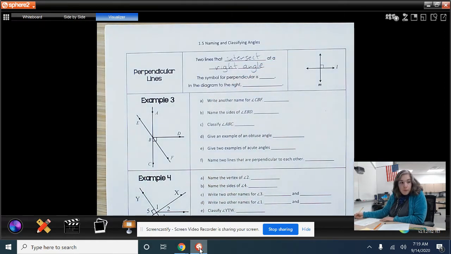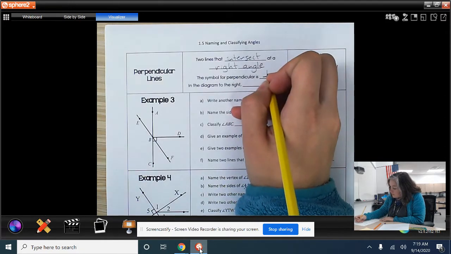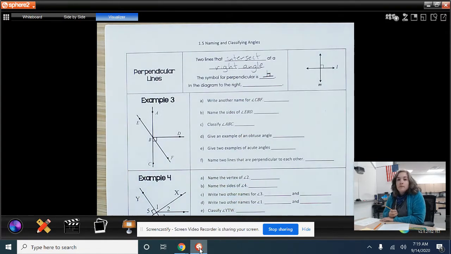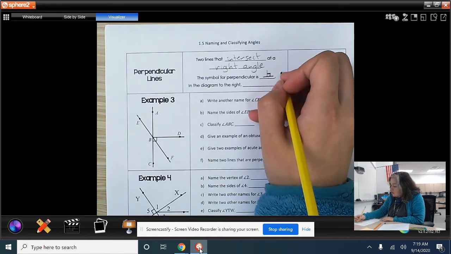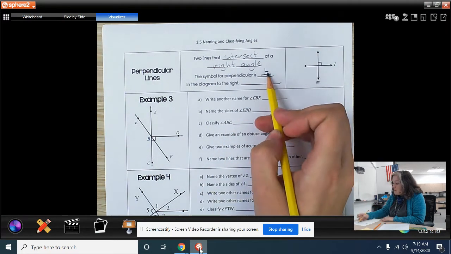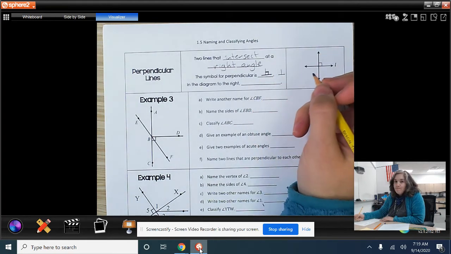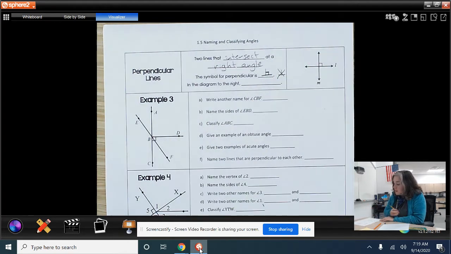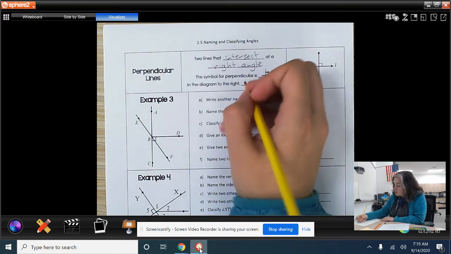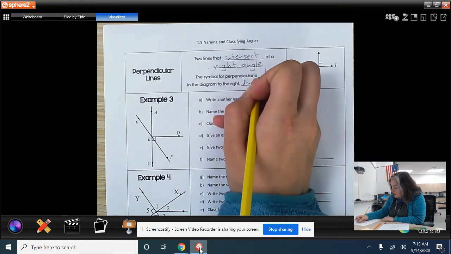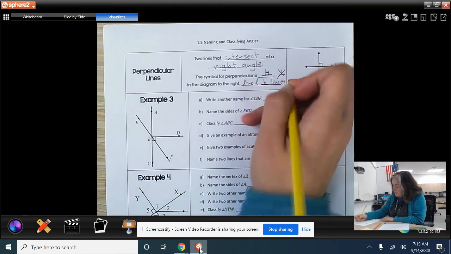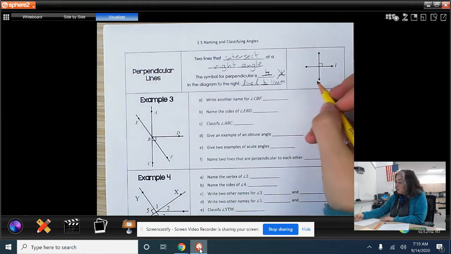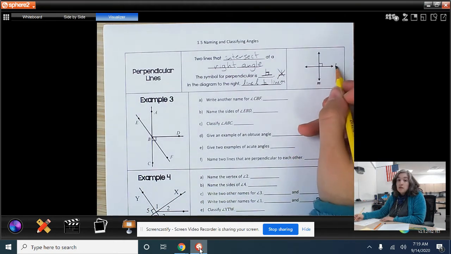The symbol for perpendicular is this sort of upside down T with a little square in the corner. When you see this square, that means it's a right angle, and we know it's perpendicular. That's pretty much the only time you'll see it, because that means it's perpendicular. If you have it drawn like this, we don't know anything. So never do it like that. In the diagram to the right, we have line L is perpendicular to line M. Remember, we use lowercase letters when we're naming lines using a single letter.